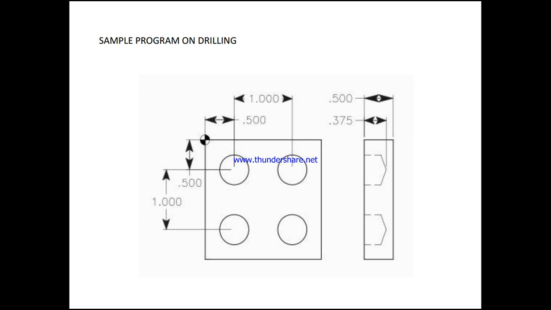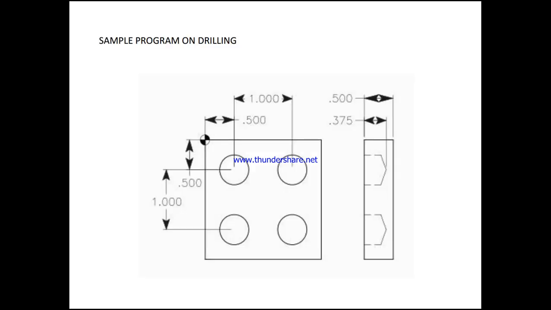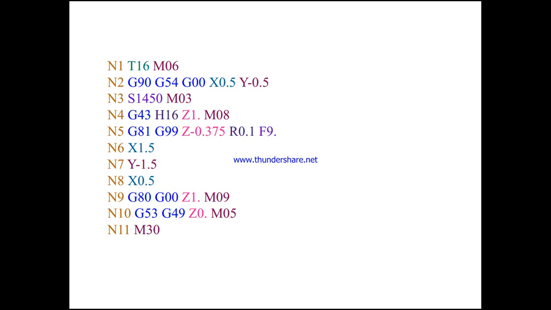In the same way N7, my Y is equal to minus 1.5, so we have X direction and Y direction. When it moves to the third point, the third drilling hole is at minus 1.5, and the fourth drilling hole is at X 0.5. So N9 we are given as G80.